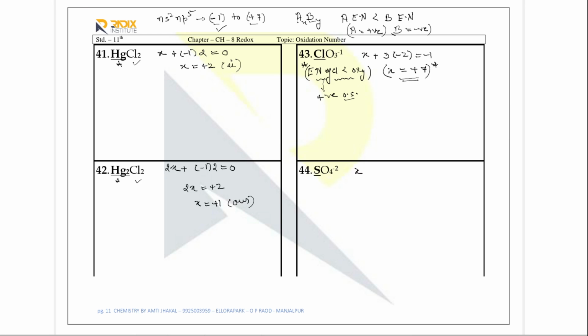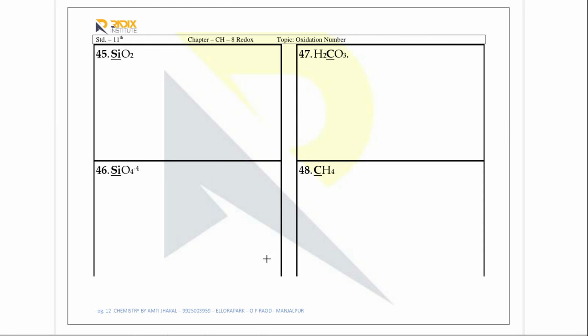Sulfur oxidation state X, oxygen 4 into -2 is equal to -2, so X is equal to +6. The sulfur is in +6 oxidation state in sulfate ion. Silicon X, oxygen 2 into -2 is equal to 0. X is equal to +4.